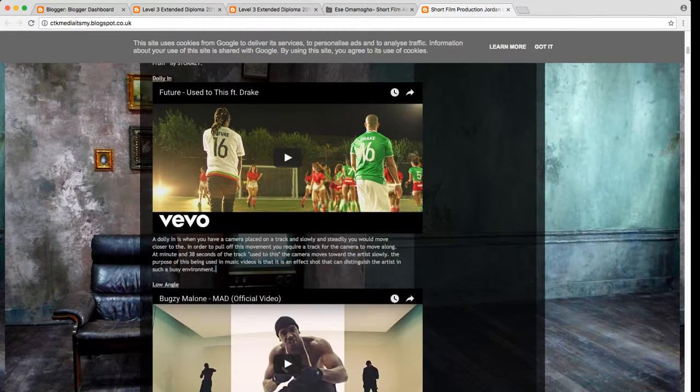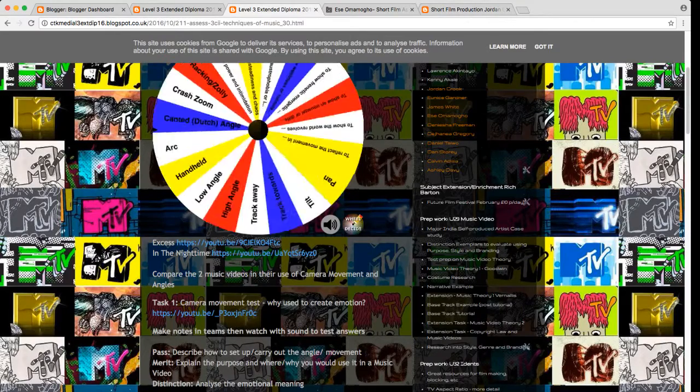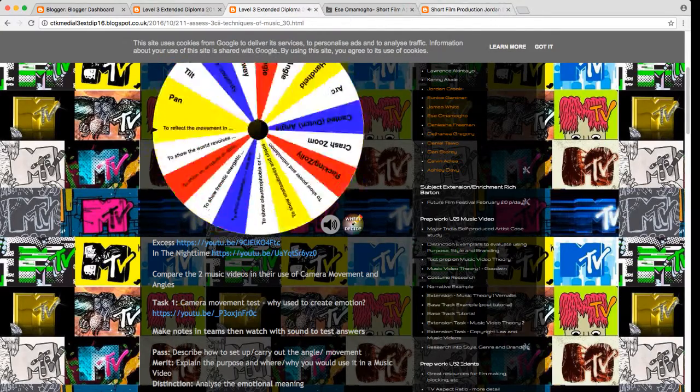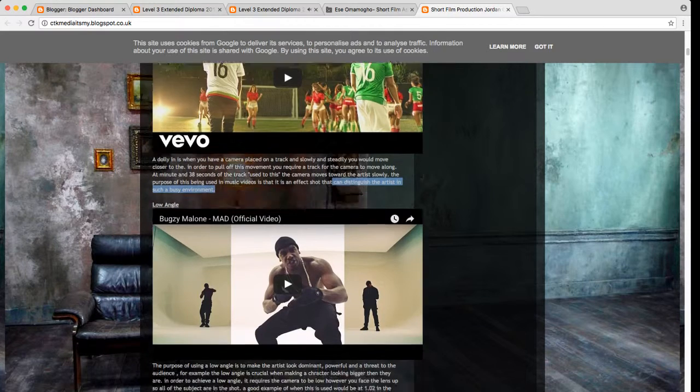Okay, just again, distinguish the artist from the busy environment. Yeah, it can be used for that. I think there are other reasons as well that you could maybe find from here. So, for example, they show a sense of movement and dynamic kind of style that might elaborate on what the sound is saying to you. But you're right, it does distinguish the artist from the background, certainly.